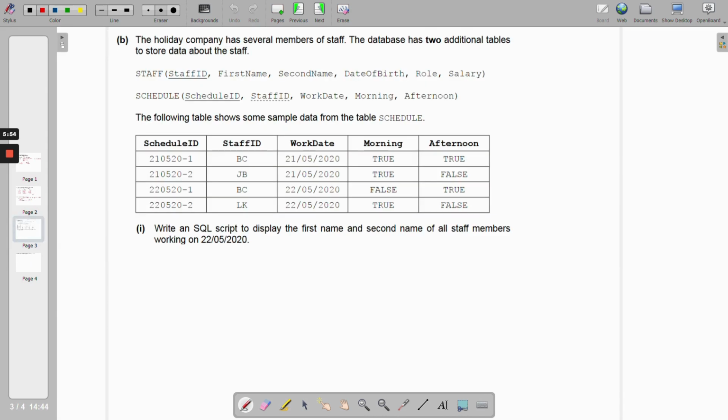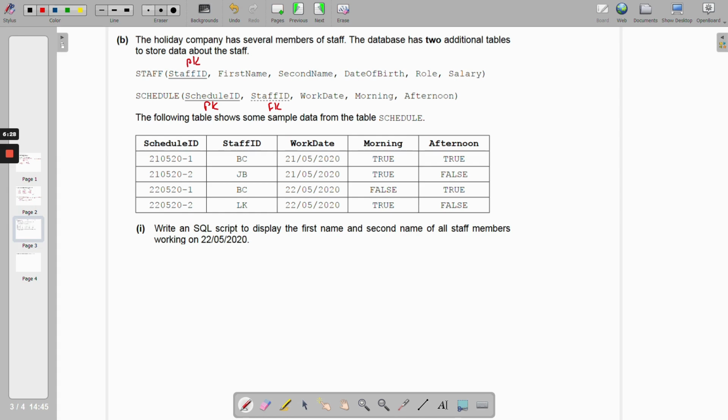So if you look at this question here, the holiday company has several members of staff. The database has two additional tables. So we have staff, where the underlined field in here is the primary key and the dotted underline is the foreign key. So the staff ID in here would be the foreign key here, and this would be the primary key of this table, and this would be the primary key of the staff table. Now there is some sample data that is shown from the schedule table.